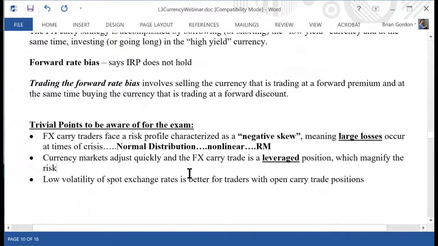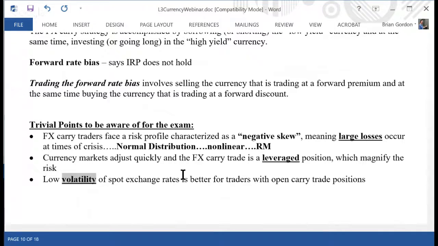For the FX trade, you're really hoping that there's low volatility. If there's volatility, then this is not the friend of the FX carry trade professional here. If there's a lot of volatility, oh wow, that could lead to large losses. So I put the line in here: low volatility is better for these FX carry positions, for traders who have these open positions. So great.